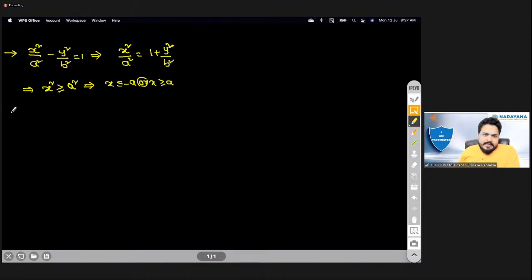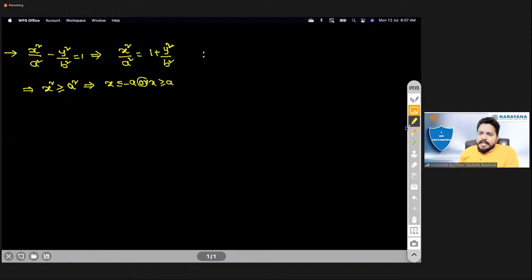Next one is, because this is positive, otherwise you can take y square by b square is equal to x square by a square minus 1. From here also you will be getting the x square range. So for y there is no restriction, there is no nothing; we can't define a particular range of y here.